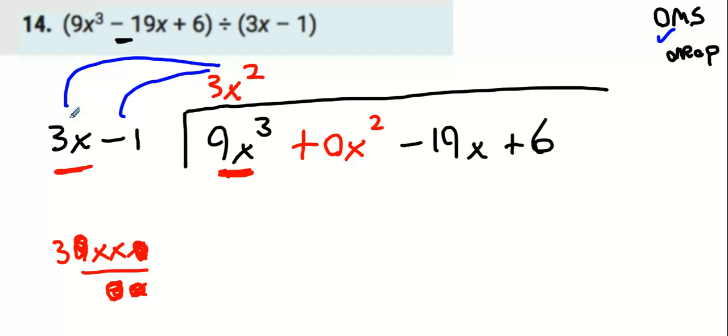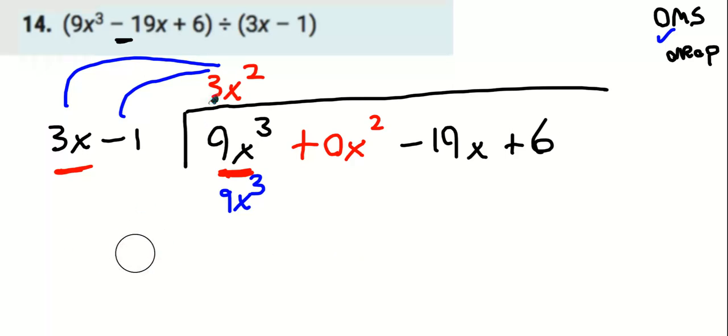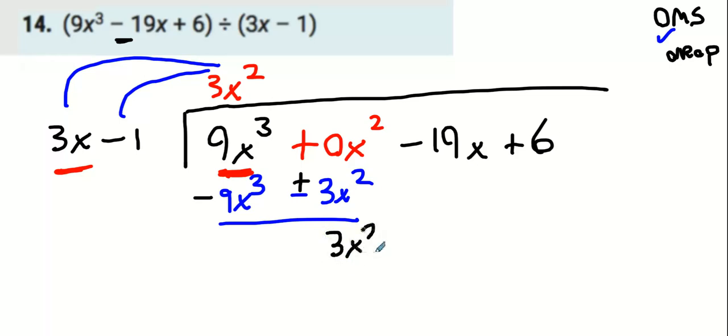What's 3x squared times 3x? Yes, it is. Because it's usually exactly what's above it. They usually cancel each other out. So you know it's 9x cubed. What's 3x squared times minus 1? Yeah. Change the signs. What do you get then? Minus. And this one? Change the sign. There you go. 0 plus 3. Drop.